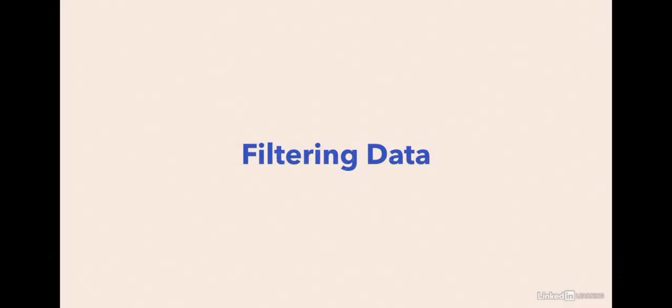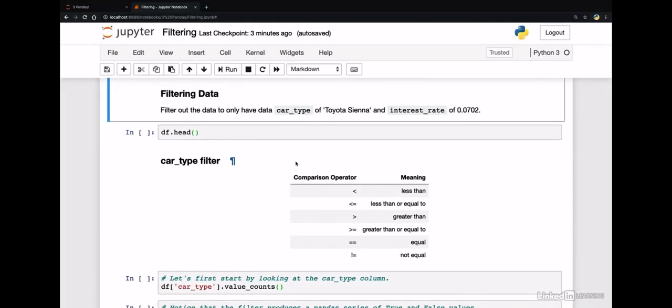When working with a data set, oftentimes you're only interested in a smaller subset of your data. For example, say I have a car loan data set, and I want to filter out the data to only have a car type of Toyota Sienna with an interest rate of 7.02%. So the first thing I'm going to do is look at the first 5 rows of my data set.